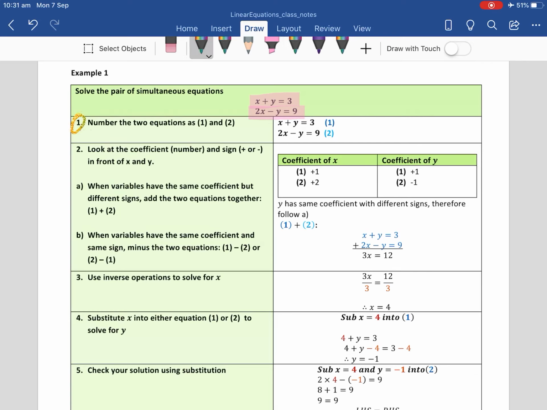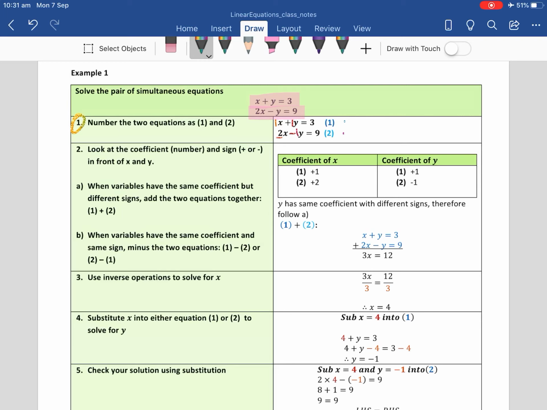First step, number the equations. So we've got 1 and 2. Look at the coefficient and sign in front of the x and y. For equation 1, remember there's a secret 1 in front of them if there's nothing there. So they've both got a positive 1 in the top one, and in the second one the coefficient of x is 2, and the one for y is a negative 1. Remember there's a negative in front.